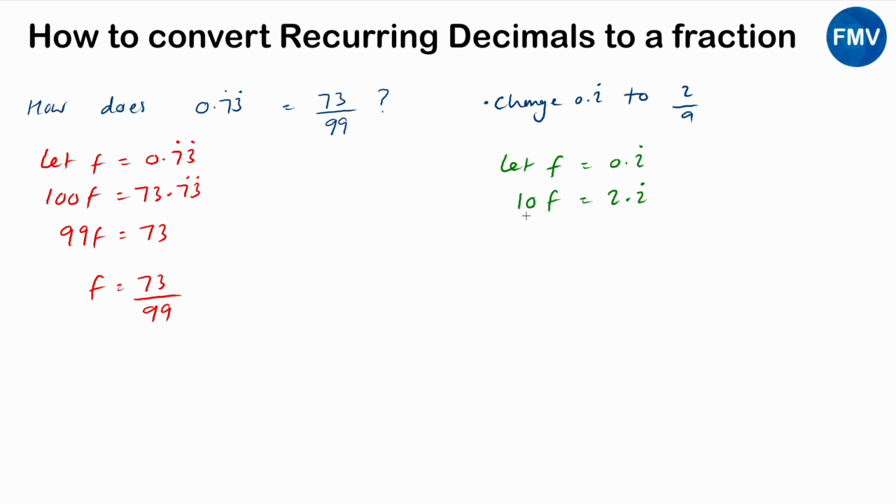me an integer. So then take away 1f from this side, I'm left with 9 lots of f, and that leaves me with 2, because 2.2 minus 0.2 is 2. Divide both sides by 9, therefore f is equal to 2 over 9. We've now changed that recurring decimal into this fraction. So to finish off, the key thing is you are aiming to get rid of the decimals.